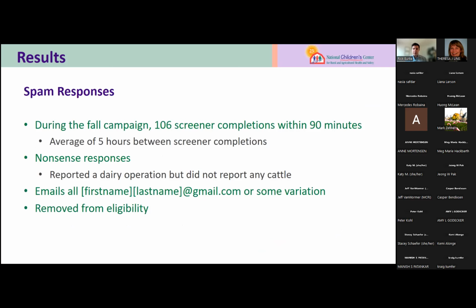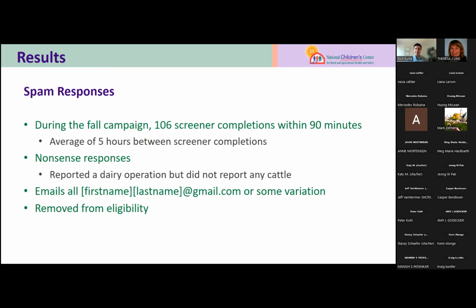I do want to touch on some spam responses that we got. So initially in the fall campaign, we had over 100 completions of our screener survey within an hour and a half. Prior to that, it was about 5 hours between completion on average. So obviously an anomaly with that. And they were all, we looked into the responses before we sent out the invitations. They were all complete gibberish, more or less.